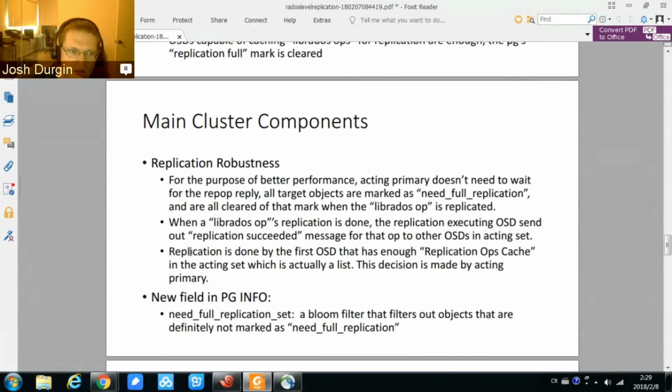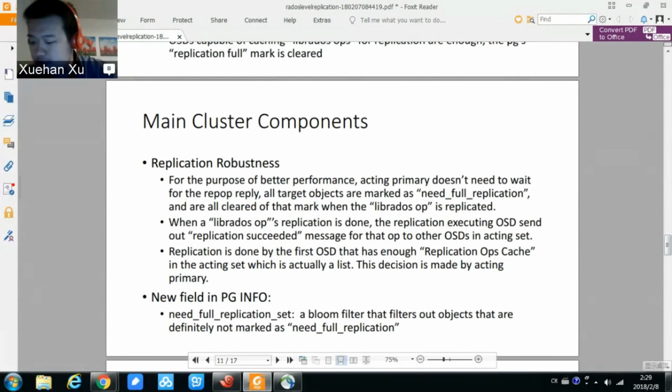Okay, so it's essentially like a two-phase commit to manage the replication space. Yes, it's like that. It's like two-phase commit.